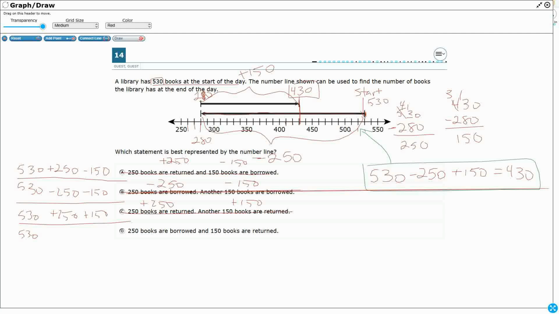So it's going to be this last one. You borrow 250 minus, and you add that 150 because you return them. That is our answer, D.